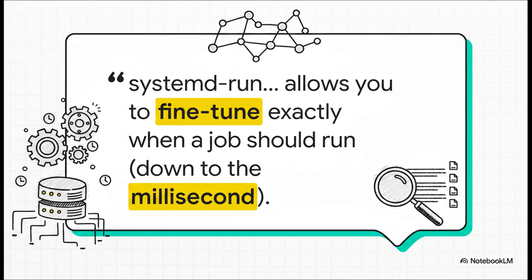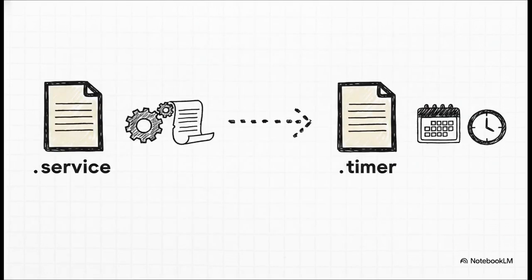It fixes a lot of the old headaches you'd get with cron, like a job failing and you never knowing why. Systemd gives you amazing logging and lets you set up dependencies, so a job will only run if another service is active. It's just so much smarter. The way systemd does things is a bit different.